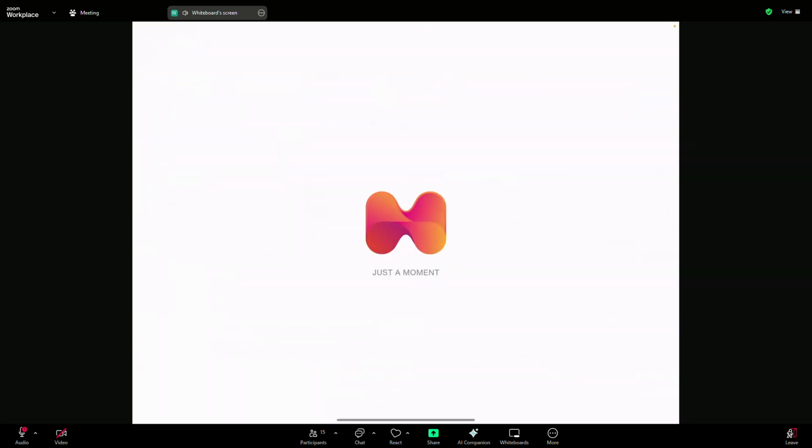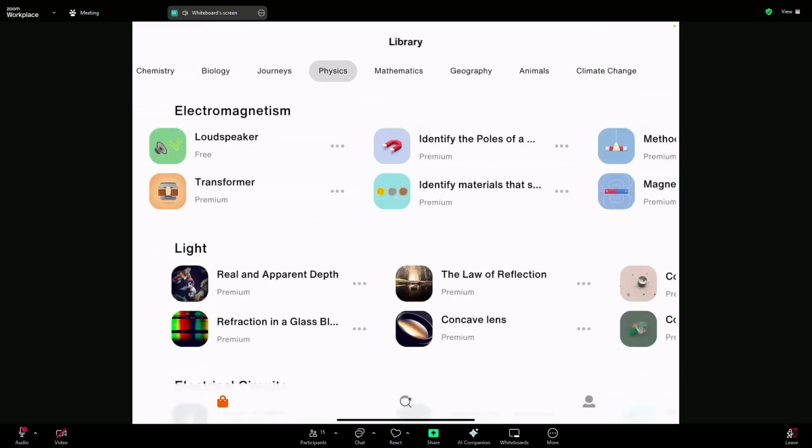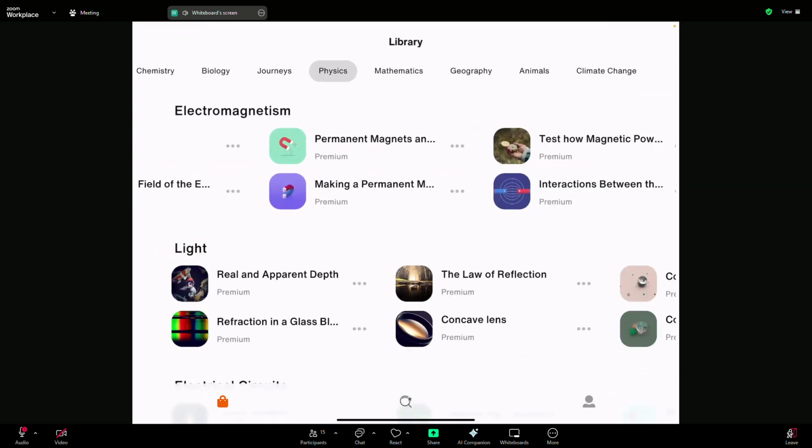Question too, it's just eddy current, okay? And then there's something else I'll be showing you right now. So, transformer.